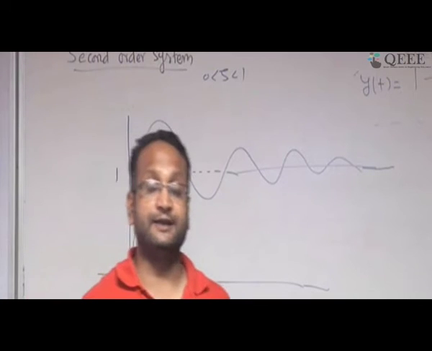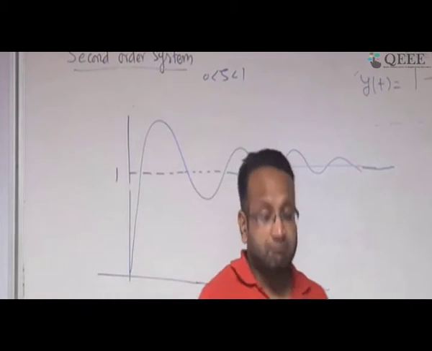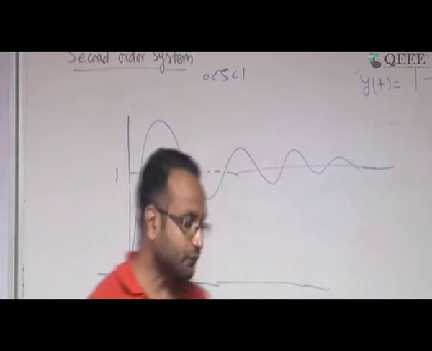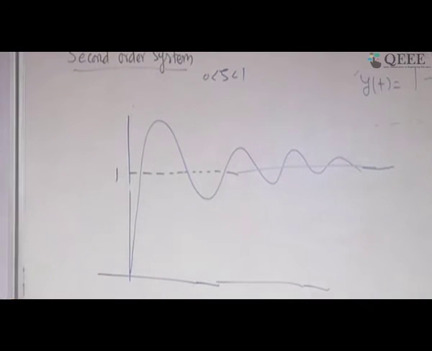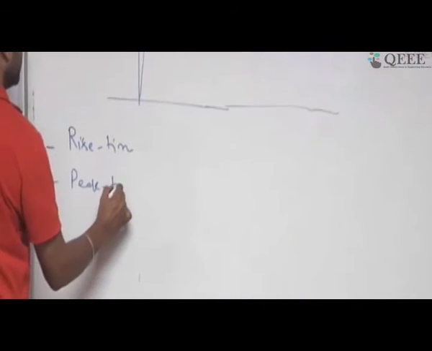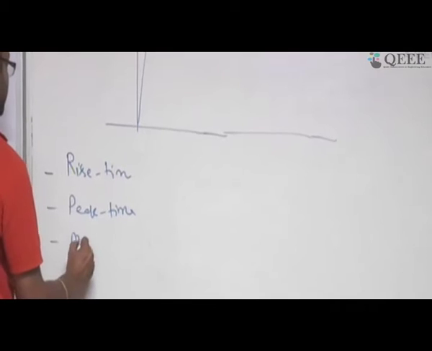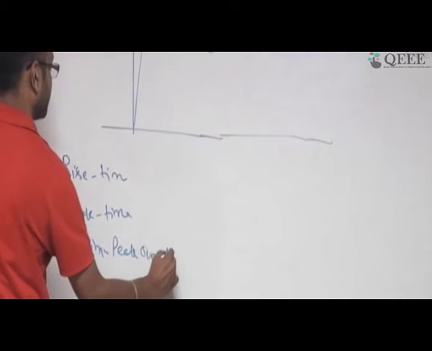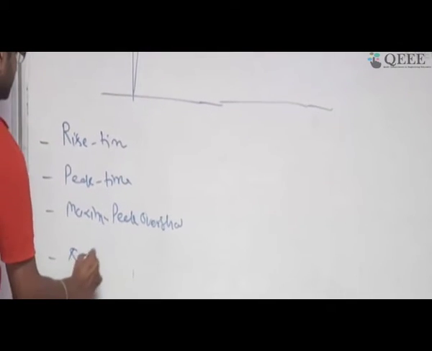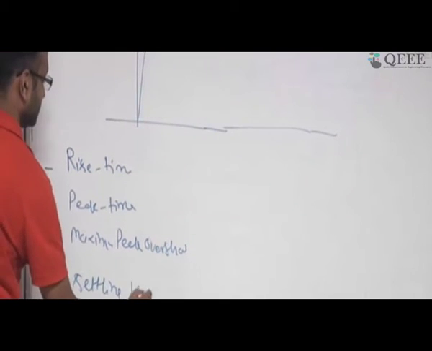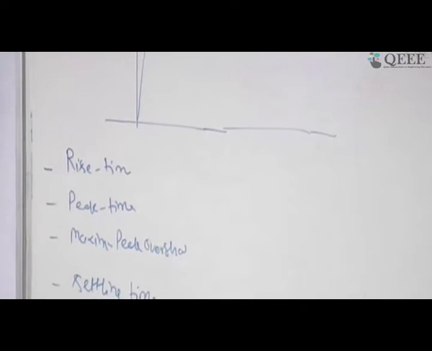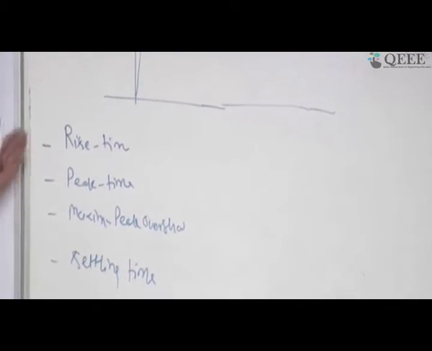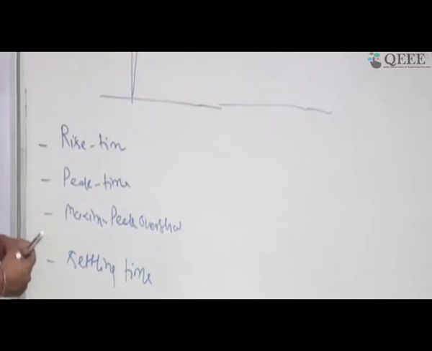As I mentioned in the first order case, my pole has to be completely on the left side, correct? So for that, a few parameters have been defined. One is known as the rise time, peak time, maximum peak overshoot, and settling time. I will explain each one by one. These are the four parameters that have been defined in the literature.